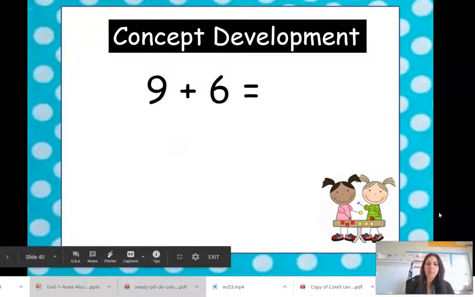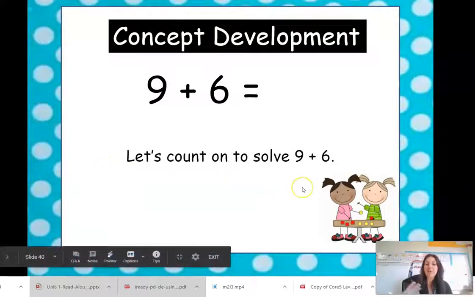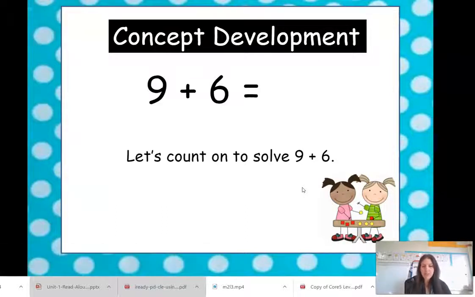So let's look at this problem. 9 plus 6 equals. First we're going to count on, because that is one strategy that we use. So we're going to start with 9. I always say 9 in your head. 9, 10, 11, 12, 13, 14, 15. Stop. We got 6. So 15, okay?